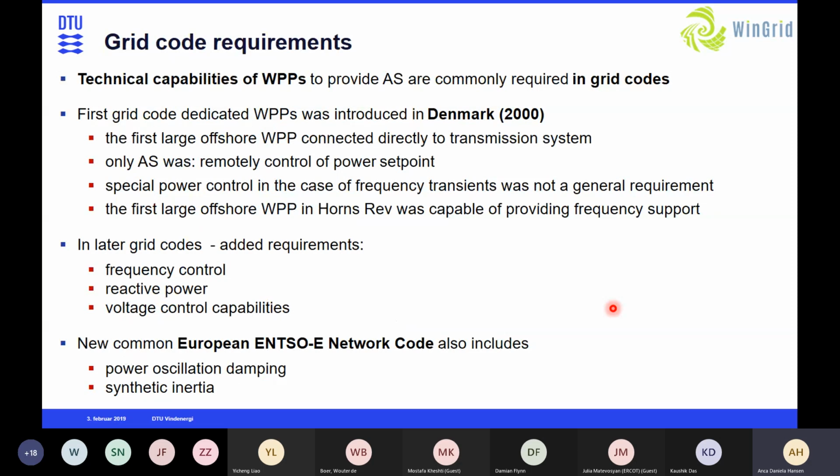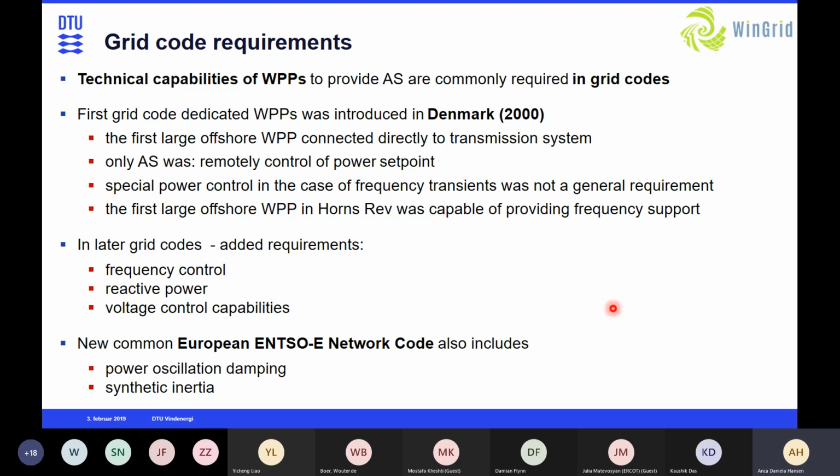A bit about the grid code requirements. The technical capabilities of wind power plants to provide these ancillary services are commonly required in grid codes. So they require an operational behavior from wind farms more similar to conventional generation capacity, and ask wind power plants to have more responsibility and behave as active components in the power system.